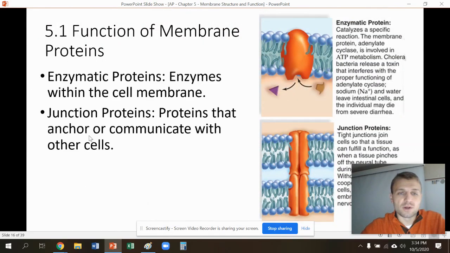Our last 2 proteins are called enzymatic and junction proteins. We talked about enzymes back in college prep bio, but enzymes are just molecules that either break down or build things up. We're going to see these in the plasma membrane. One of my favorite enzymes is ATP synthase. We see ATP synthase within the plasma membrane. Junction proteins are probably our least talked about. These are just locations where you have anchors, or places where you can communicate between 2 cells. We talk about plasmodesmata, which are a type of junction protein, later on in this chapter.